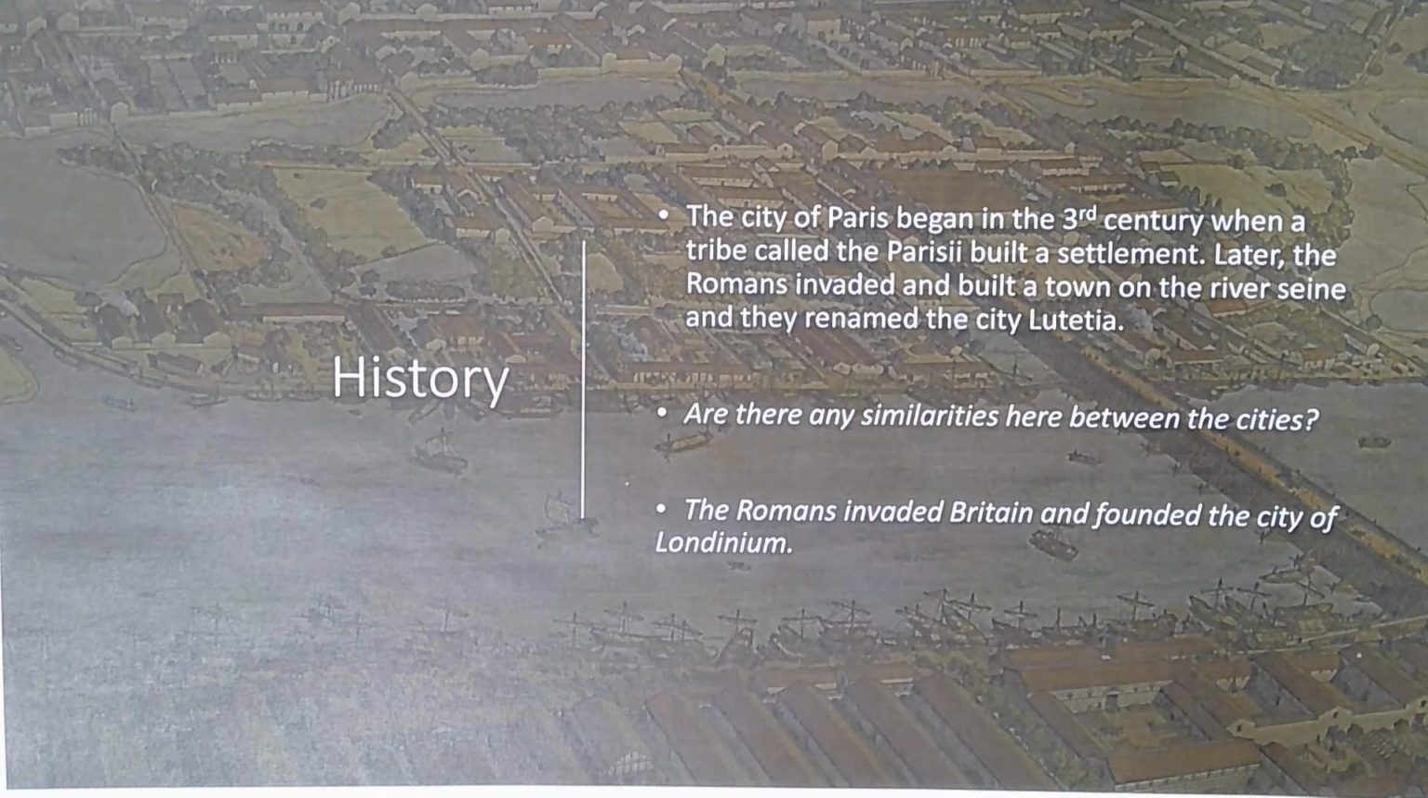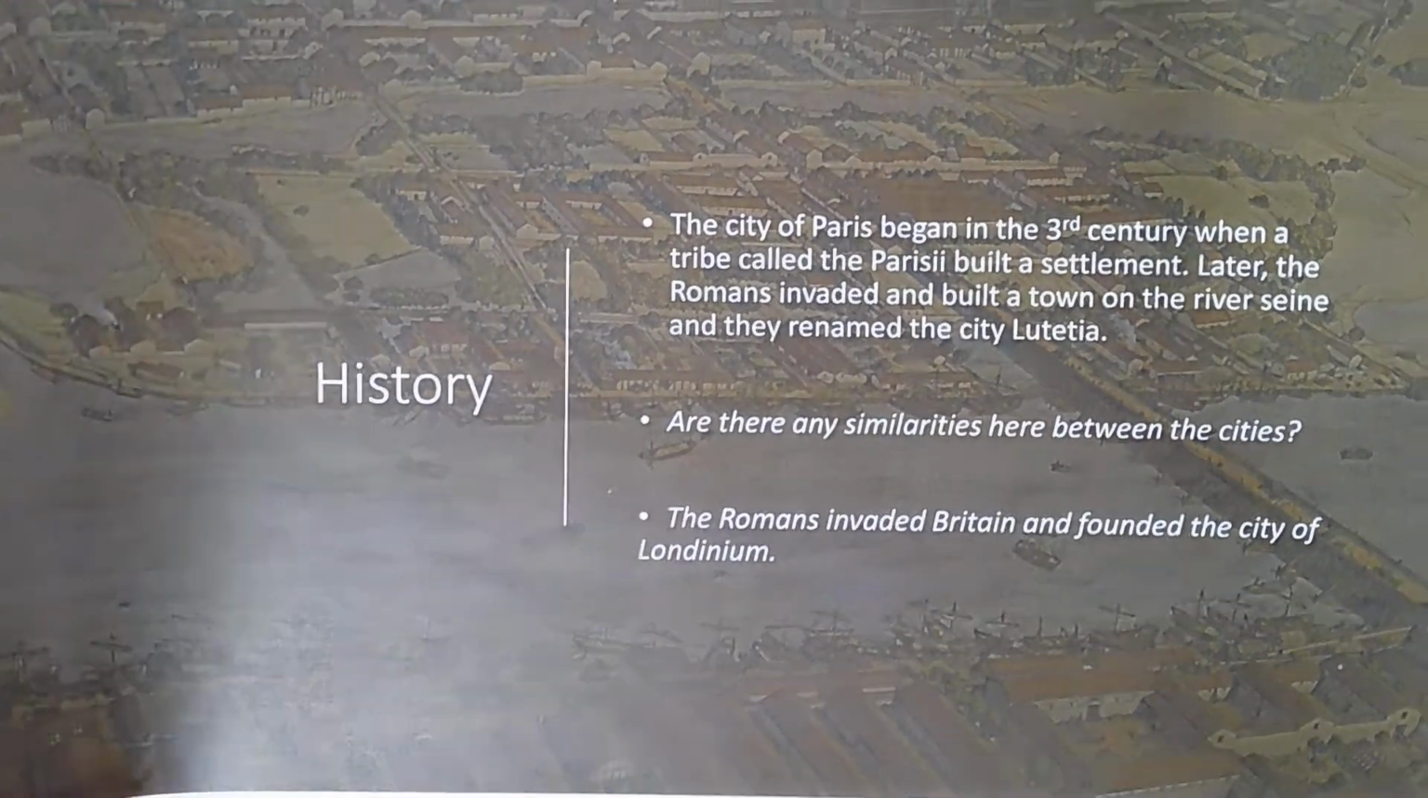Okay, so quite similar. The Romans came as well to Paris as they did to London. So we can see that similarities between the two cities in terms of their history is that the Romans both invaded London and Paris and built the city of Londinium, and also had influence in Paris becoming the city that it is today. You can see as well from the buildings and the way the roads are laid out, which we'll look at later and in other lessons, that you can see quite a lot of similarities between London and Paris.